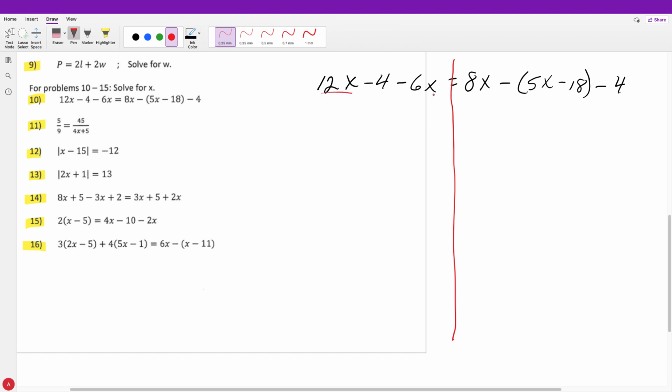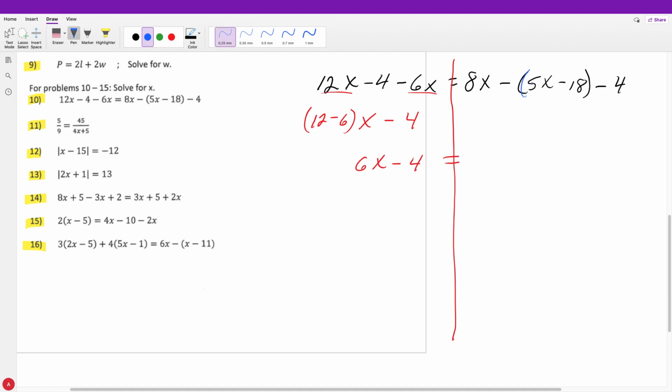So when I look at the left, I have 12x minus 6x. Since they're on the same side, I don't use inverse operations. I can combine my like terms. And 12x minus 6x, we can remember, we're just subtracting or adding the coefficients. And 12 minus 6 is equal to 6. So it's 6x minus 4 is equal to. So I just simplified everything I could on that side.